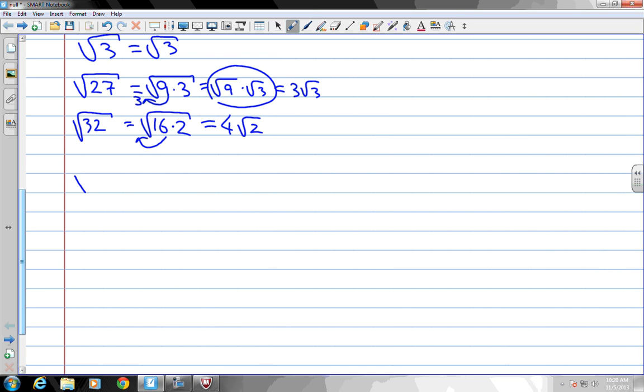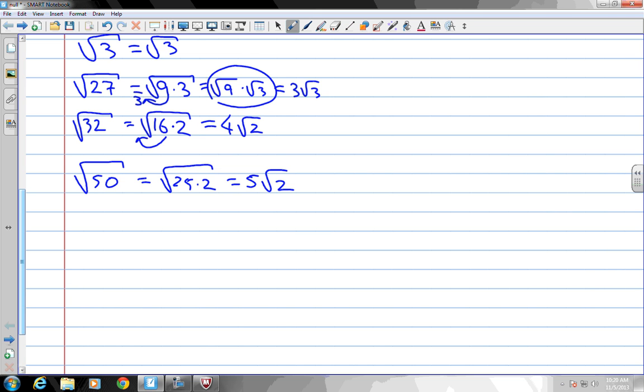How would you do the square root of 50? 25 and 2. 50 is 25 times 2, and I can actually take the square root of 25, so it becomes 5 square roots of 2. Okay?